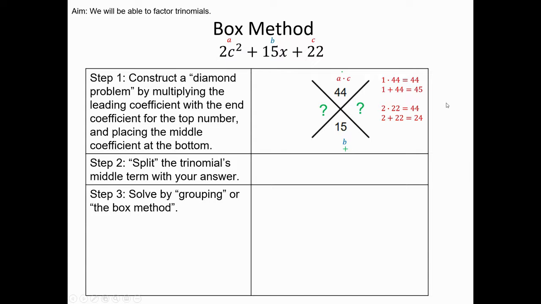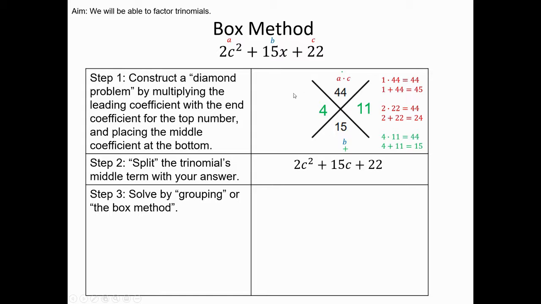couple more times, guys. All right, so we did 1, we did 2, 3 doesn't go into 44, but 4 does. So how about 4 times 11, which is 44? And then 4 plus 11 is 15. Ding, ding, ding, we got our combination, right? So I'm going to replace the question marks with 4 and 11.